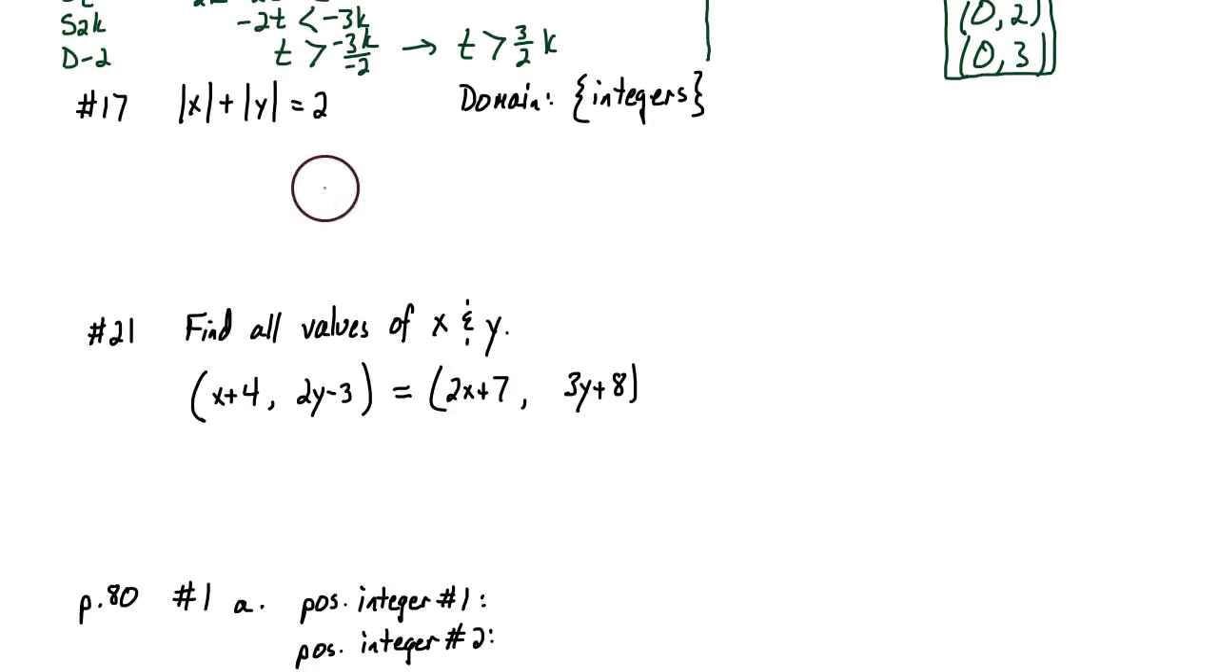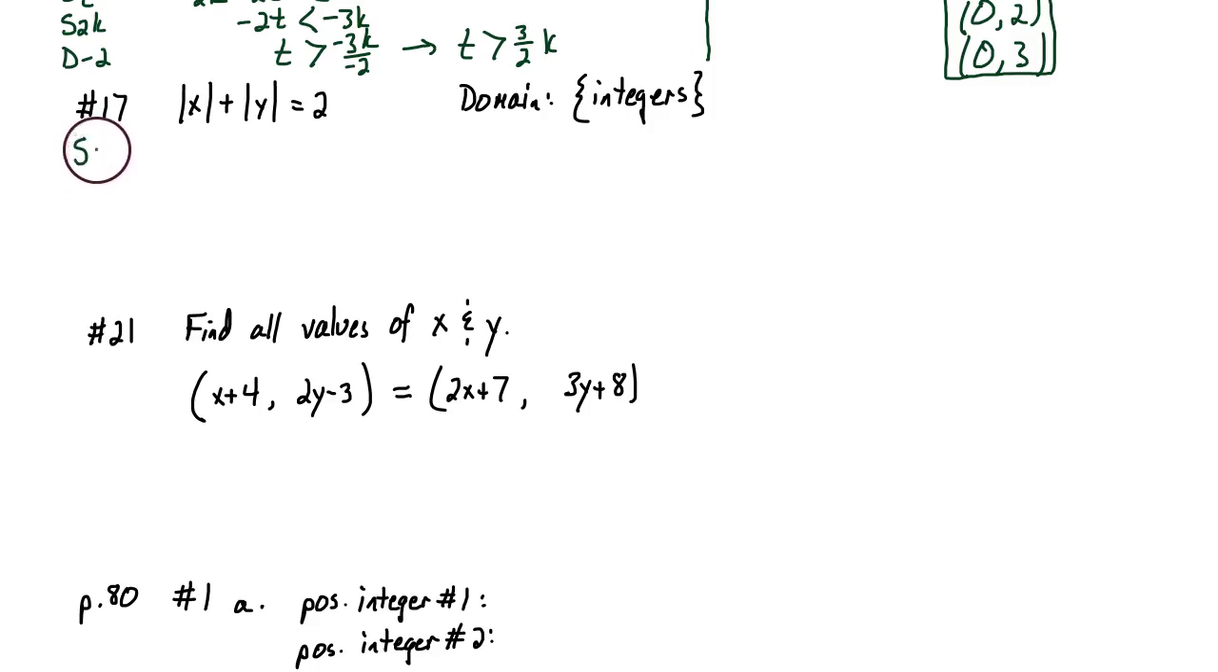Number 17, the absolute value of x plus the absolute value of y is equal to 2. We can apply our systematic approach on this one if you want, or we can leave it in this form and use guess and check to get answers for x and y. I'm going to apply the systematic approach.